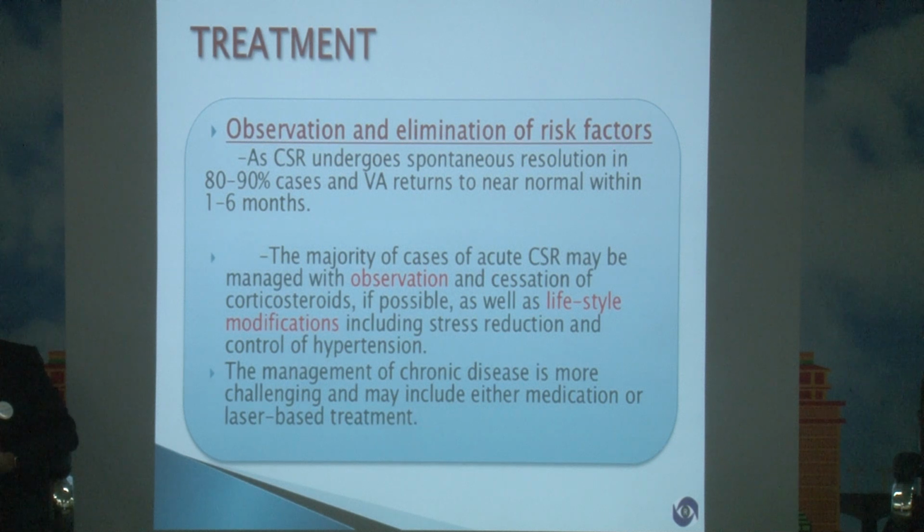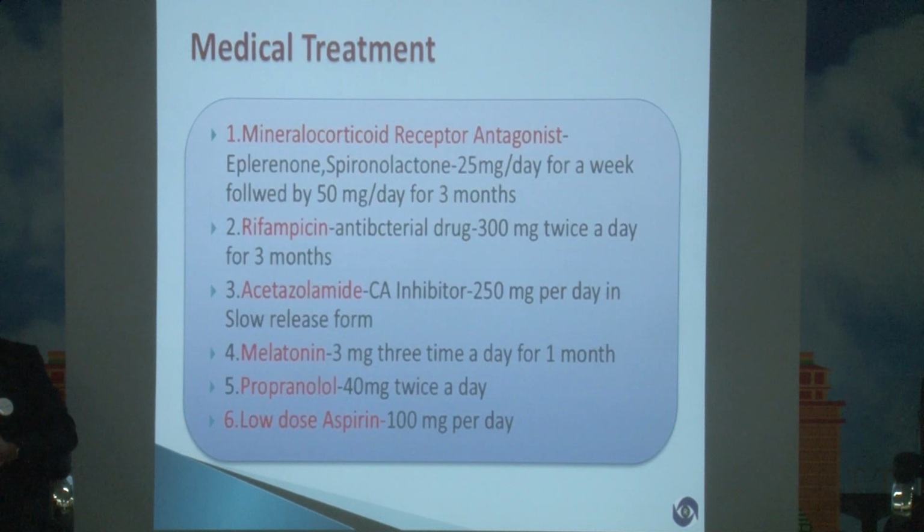So the vision returns to normal within 1 to 6 months. The majority of cases of acute CSR disappear with observation only, and some lifestyle modification is necessary. If they are taking steroids, you have to stop the steroids. Management of chronic disease is more challenging and may include either medication or laser-based treatments. Sometimes we give medical treatment like a mineralocorticoid receptor antagonist, eplerenone or spironolactone, 25 milligrams per day for a week, followed by 50 milligrams per day for 3 months.